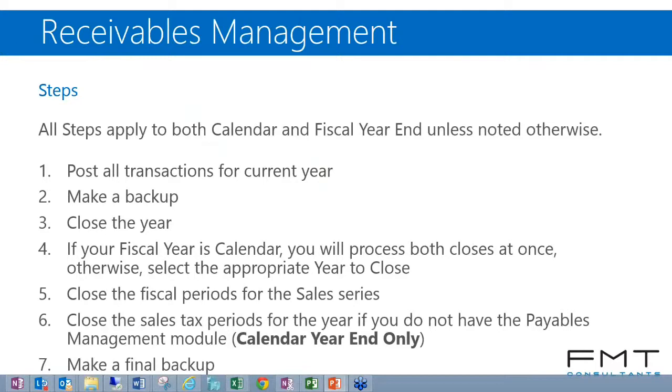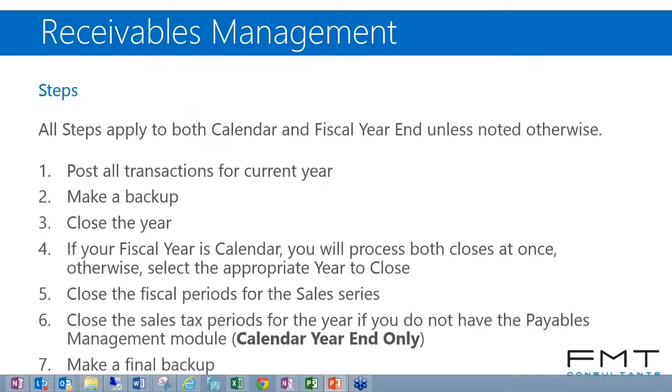The next module that we're going to discuss, and the next one in sequence, is Receivables Management. All the steps that are listed here apply to both calendar and fiscal year end unless noted otherwise. So again, the first thing you're going to do is post all your transactions for the current year. And this would include transactions out of the sales order processing system. If you don't run inventory, you didn't do it then, so you need to be doing it now. You're going to make a backup of your system. And then you're going to process to close the year.